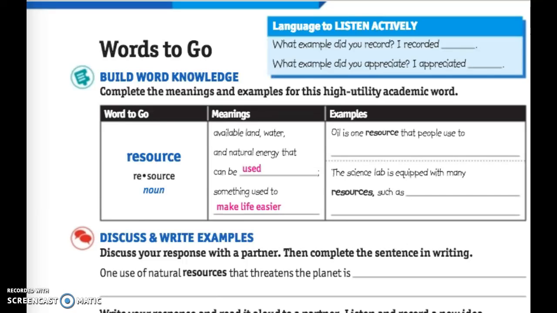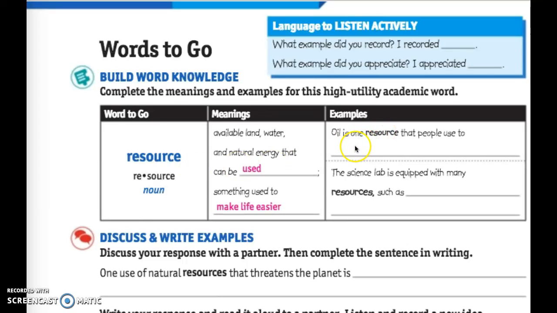We have natural resources, oil, water, things like that. We also have, your teacher could be a resource, right? Something used to make life easier. Or your phone could be a resource. You can look up definitions and things like that. So that's the word resource. Go ahead and say resource to yourself. Repeat it, resource.